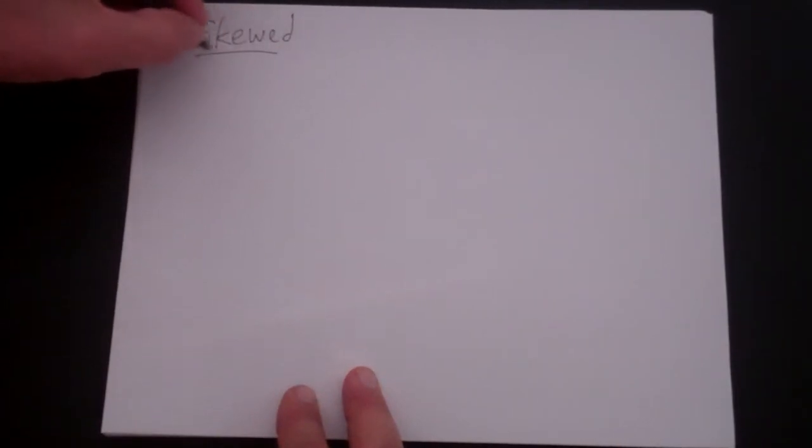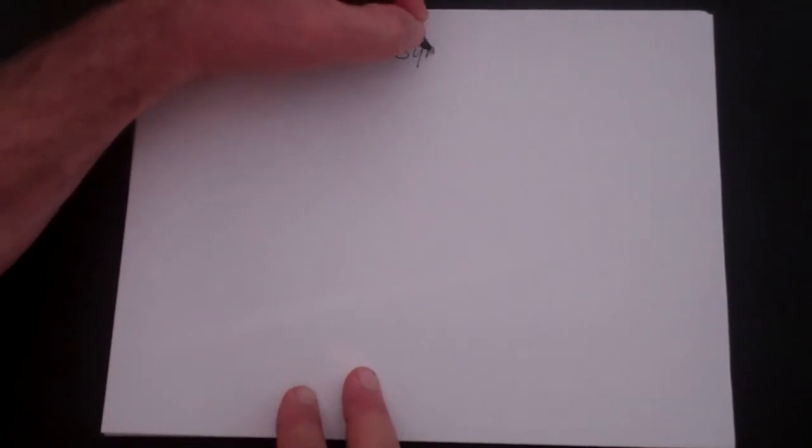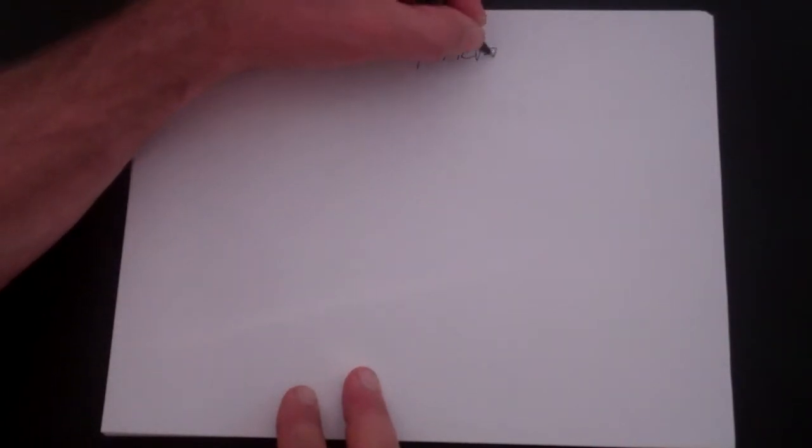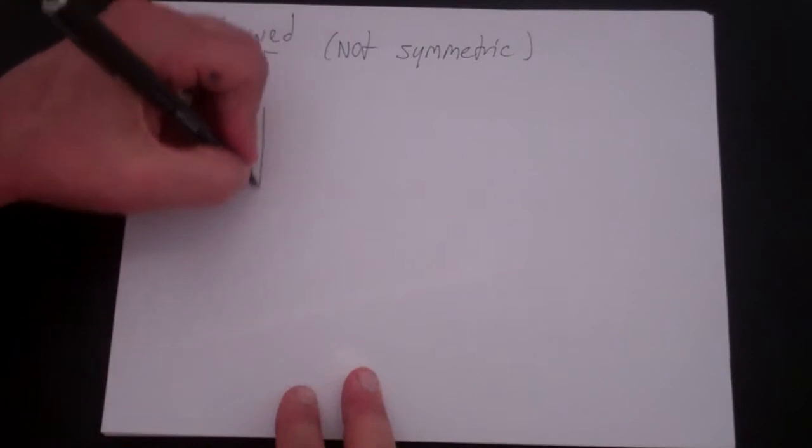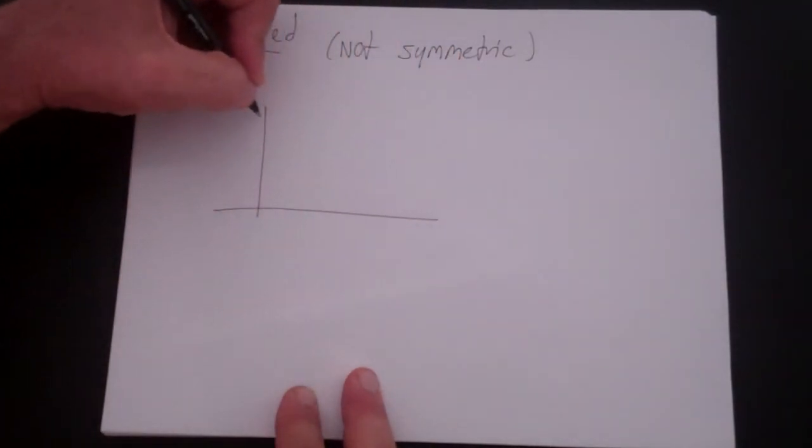Then you have something called skewed distributions. And a skewed distribution is not symmetric across the mean. And in particular, then you can have a skewed distribution that looks like this.